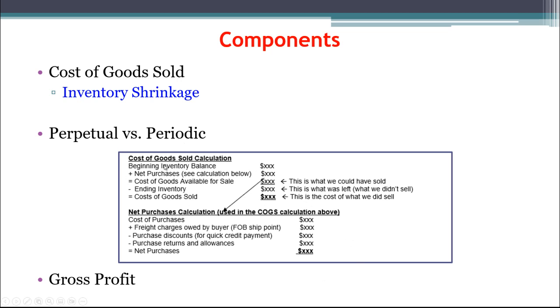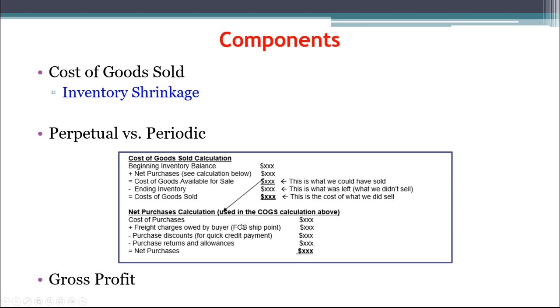To get the cost of goods sold, we take the beginning inventory balance plus our net purchases, which we'll see in a bit. That equals the cost of goods available for sale that we could have sold, but we subtract out ending inventory because we did not sell that, and that tells us what we did sell, the cost of goods sold.